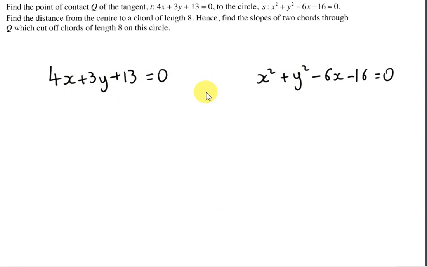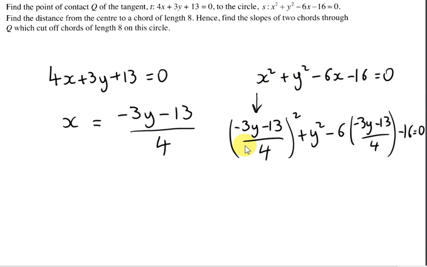other equation is nonlinear. We take the linear equation and rewrite it so that either x or y is the subject. I'll make x the subject of this equation. To do that, we bring the 3y plus 13 over to the other side. We get minus 3y minus 13 and we divide across by 4. Next we substitute this into the nonlinear equation. It's a circle in this case. So we just replace x with this, and we've done all this before, so I'll quickly go through.